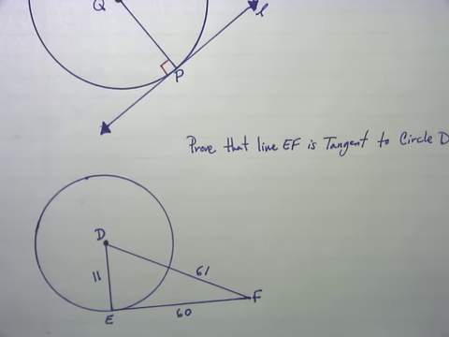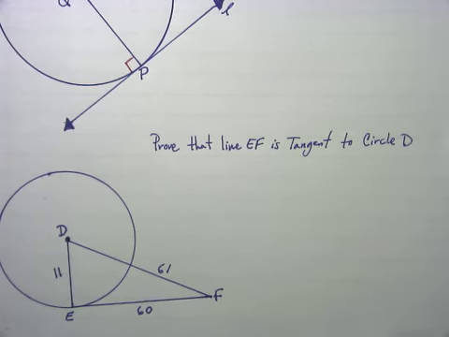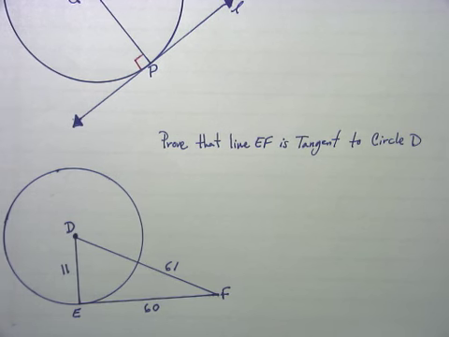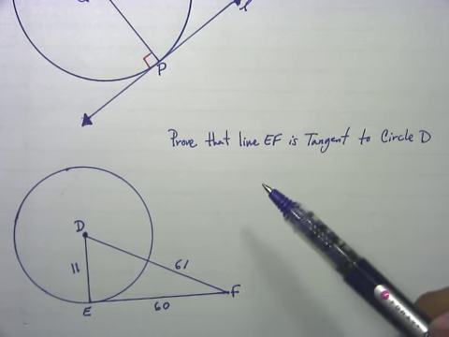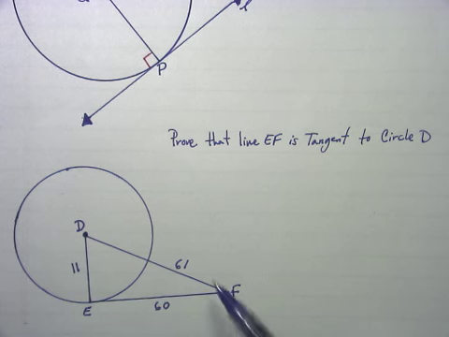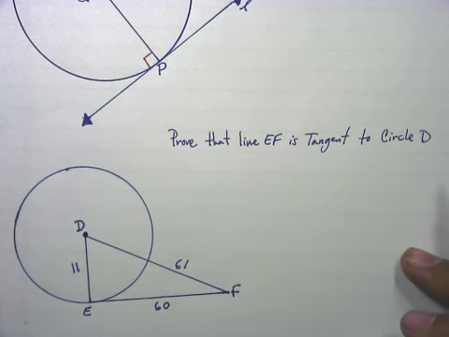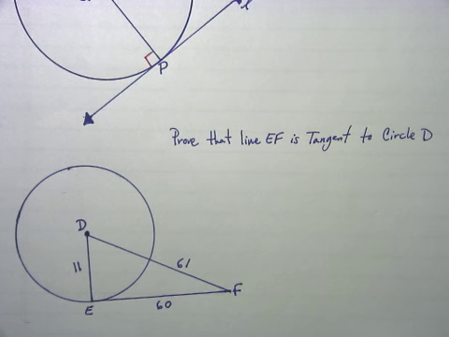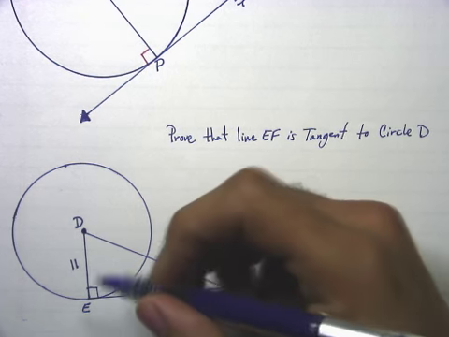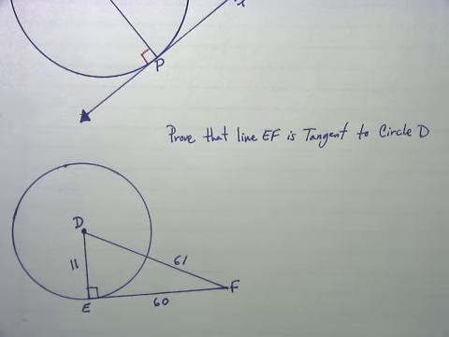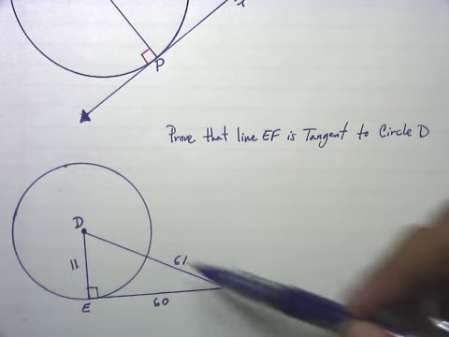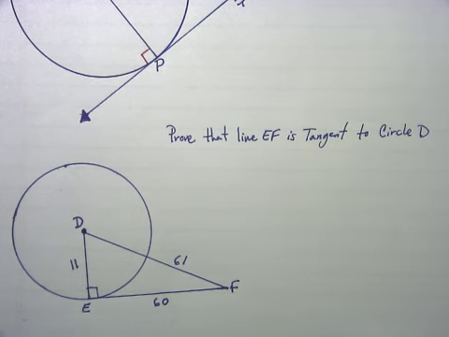Sometimes they will ask us to prove that a line is tangent to a circle. In this example, they're asking us to prove that line EF is in fact tangent to circle D. Well, let's take a look here. If this line is tangent to the circle, then it must be perpendicular with this radius. And what I have here now, ladies and gentlemen, is a right triangle.